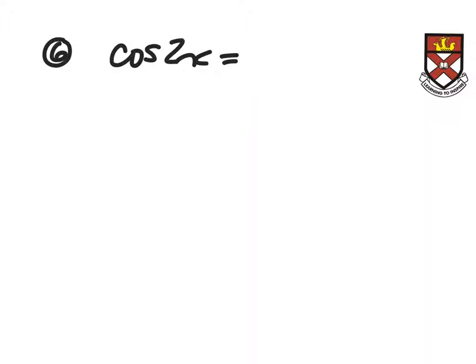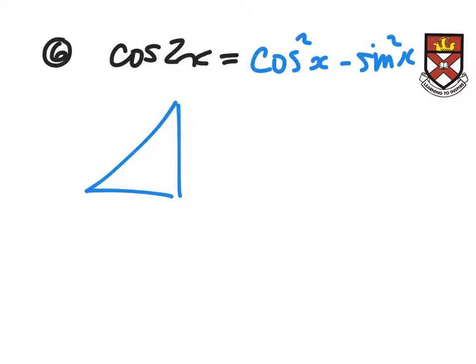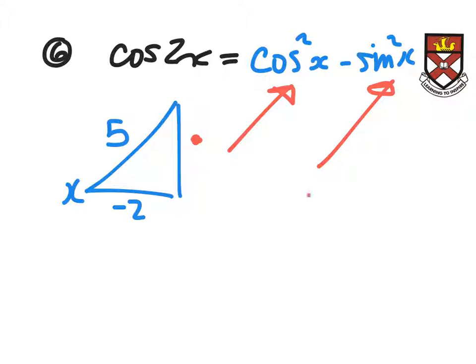Question 6. Find the value of cos 2x. So I'm going to use the expansion cos squared x minus sin squared x. We have our little triangle for x. Cos is negative 2 over 5. So we can do a little bit of Pythagoras to work out this number here, and then we can start to plug the values in here, square them, do a takeaway, and get our answer.